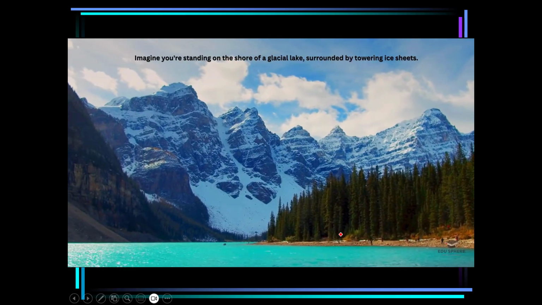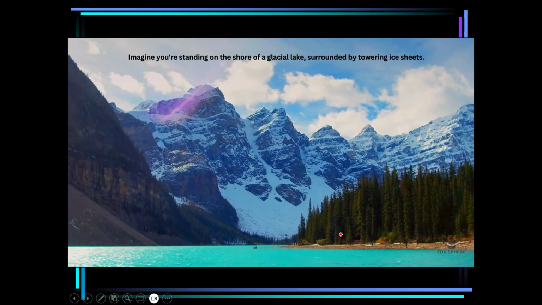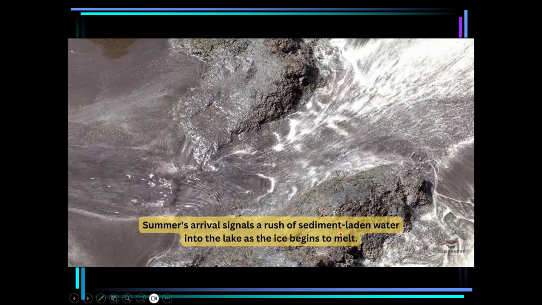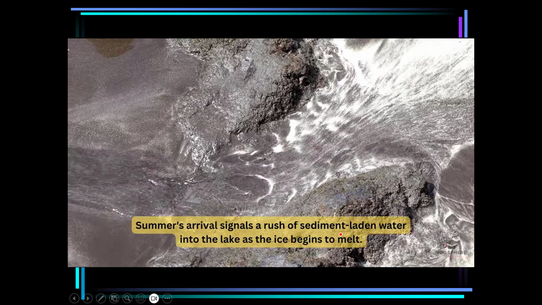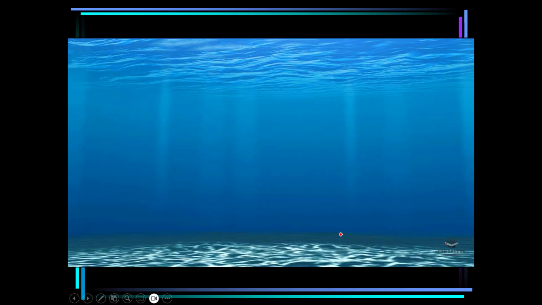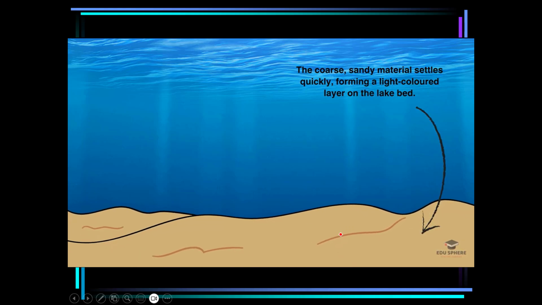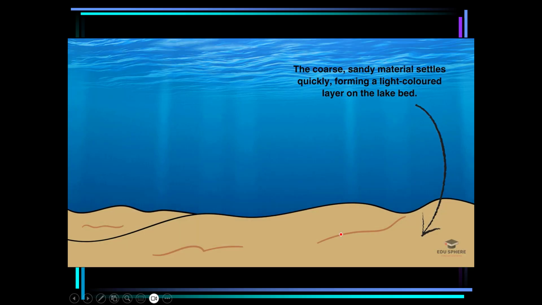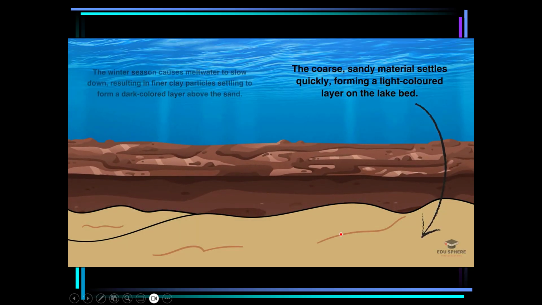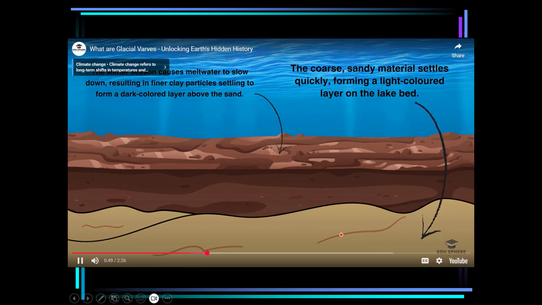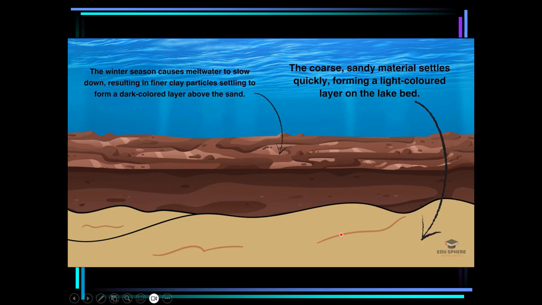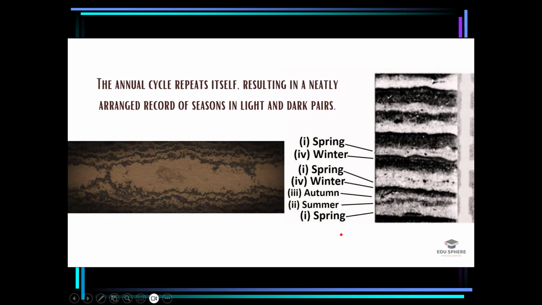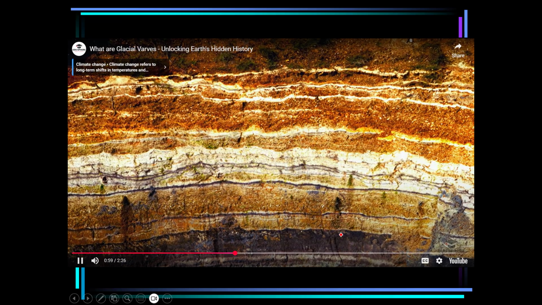Imagine you are standing on the shore of a glacial lake, surrounded by towering ice sheets. As summer arrives, the ice melts, sending a rush of sediment-laden water into the lake. This coarse, sandy material settles quickly, forming a light-colored layer on the lake bed. But as winter takes hold, the meltwater slows down, allowing finer clay particles to sink and form a dark-colored layer above the sand. Each year, this cycle repeats, leaving behind a perfectly stacked record of seasons in the form of these light-dark couplets. These are the varves.